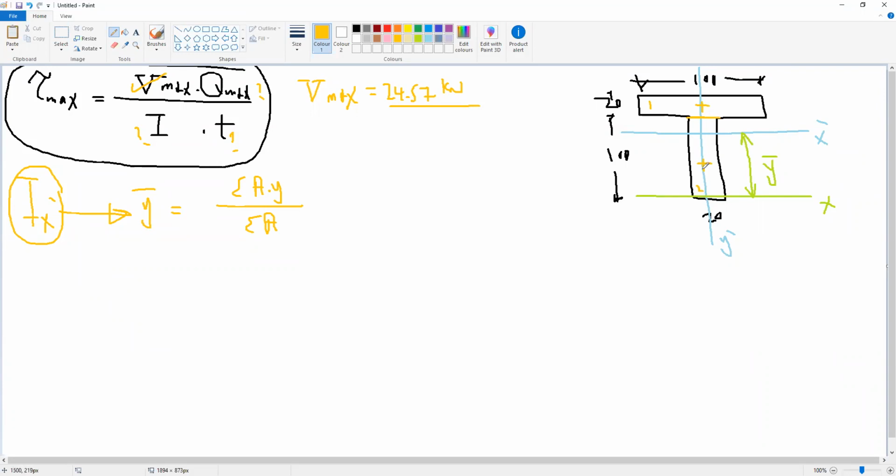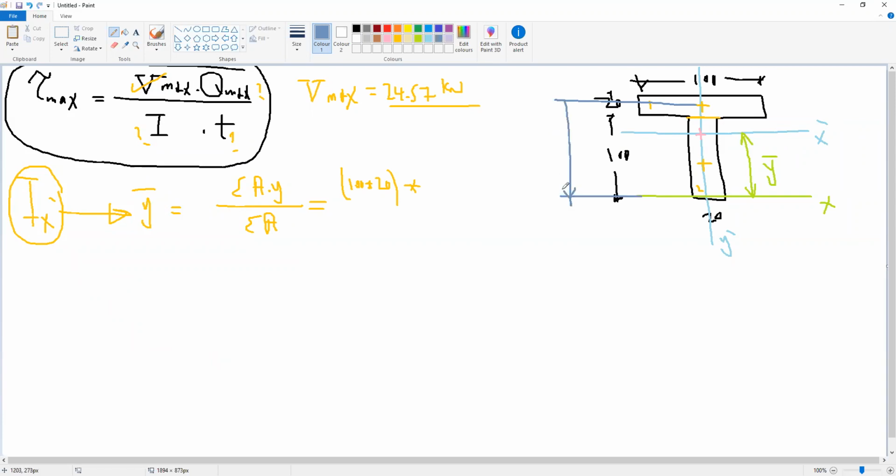This is the centroid of 1, this is the centroid of 2, and this is the centroid of the whole section. Okay, so for y bar, it will be area 1, 100 multiplied by 20, multiplied by y. What is y? Y is the distance from the centroid of area 1 to the virtual axis x.